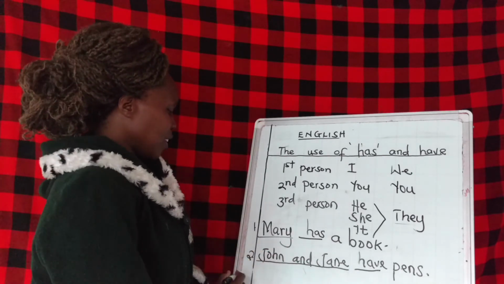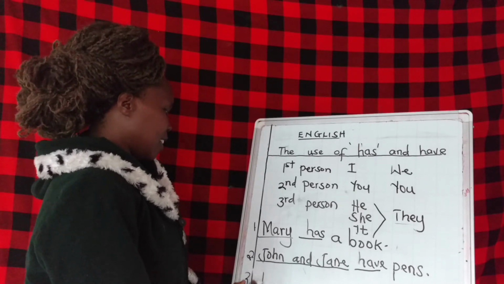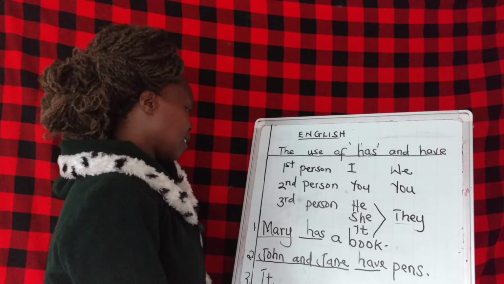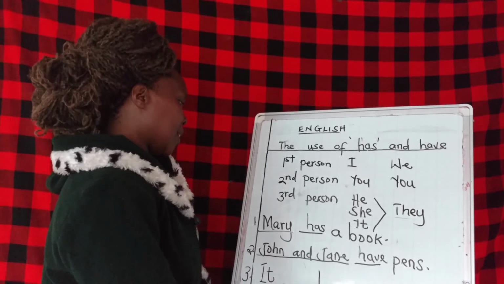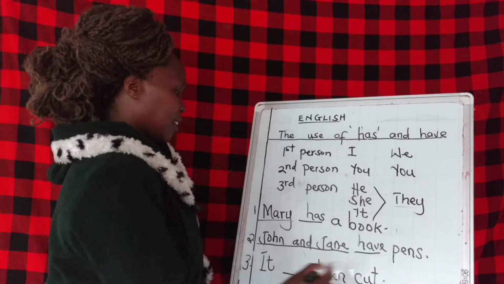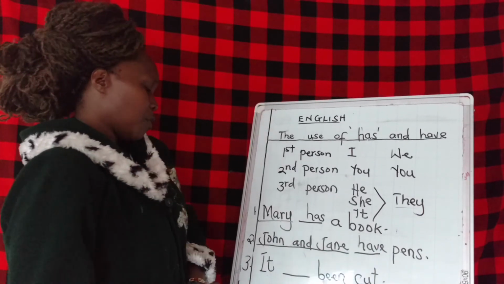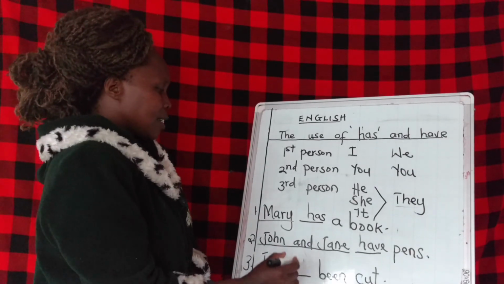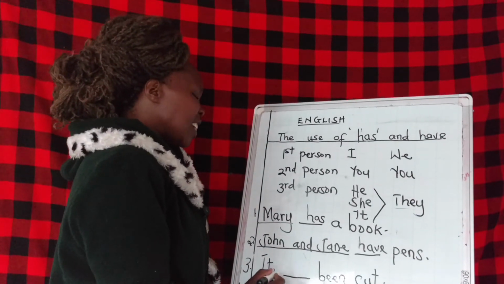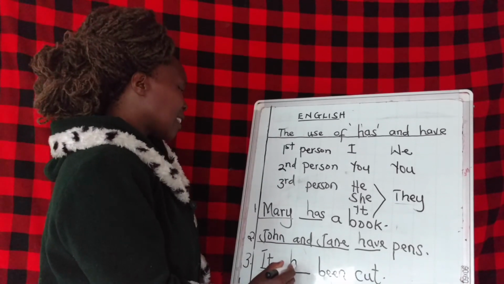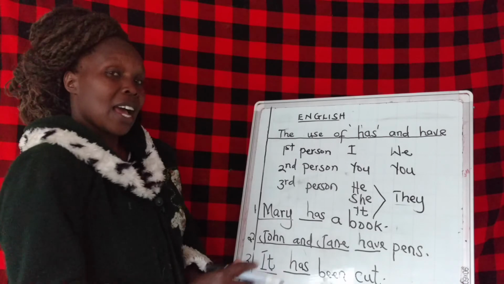So, number 3, it has been cut. It has dash cut. For example, we were talking about a tree. So it, can we say it have been cut or it has been cut? We will say it has been cut.